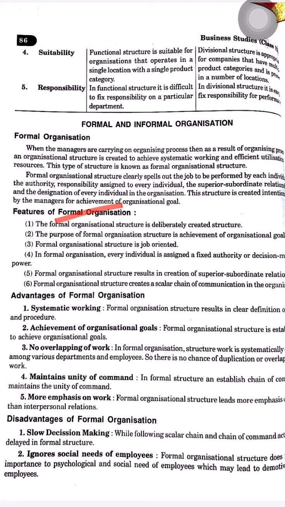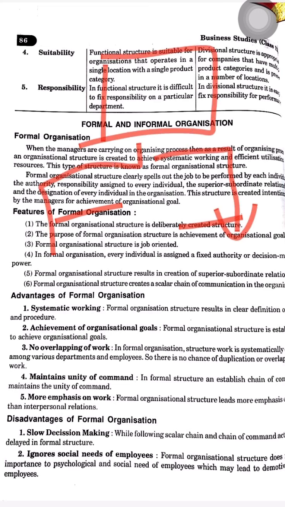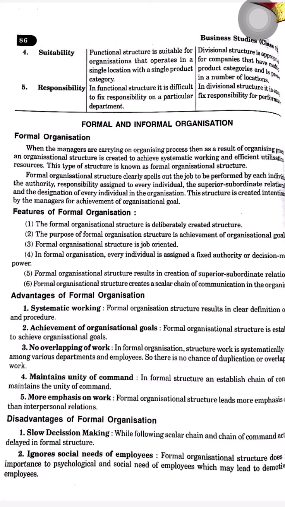Now, features of formal organization. The formal organizational structure is a deliberately created structure. Means in it structures are created like CEO, then two managing directors, then department heads. So this type of structural behavior is in this.